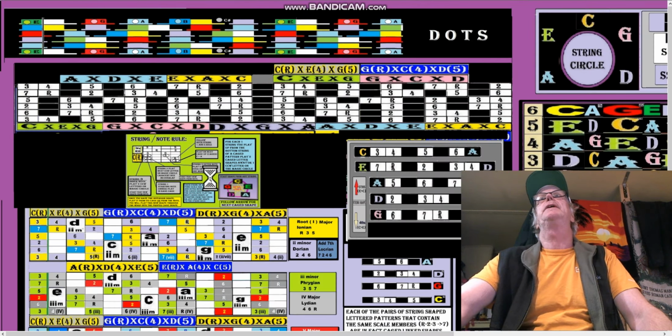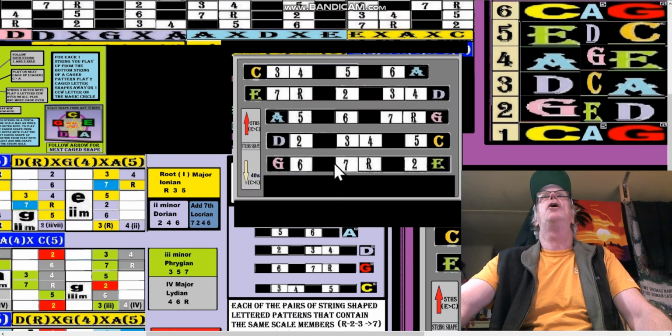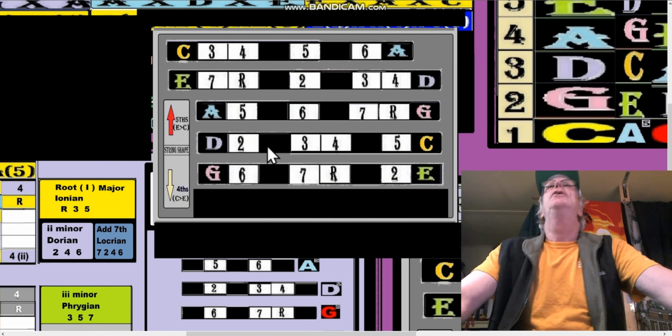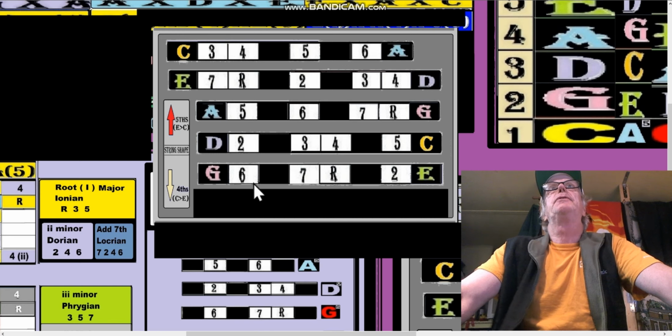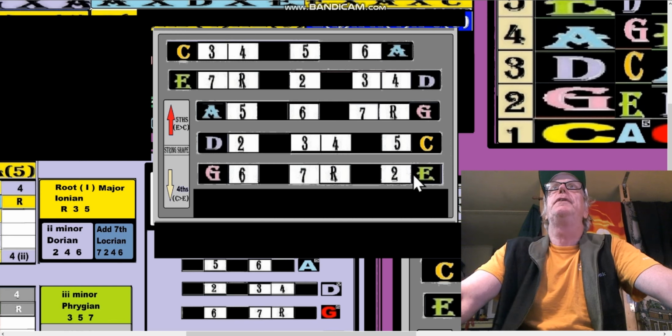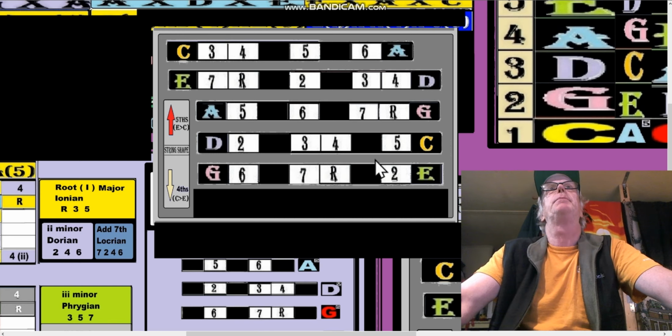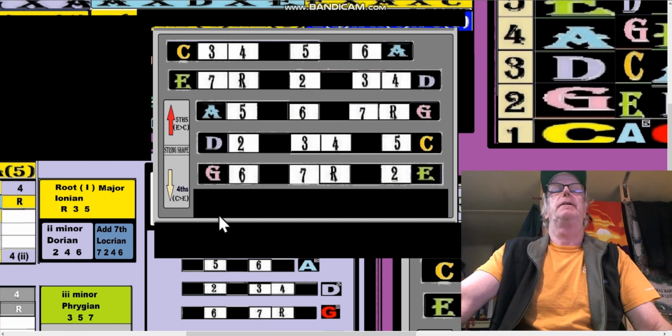And additionally, just so we don't gloss over it, you're looking at a string shape here. The inner note is the 6. The outer notes are 7 root. They are shared by the E shape. They are the inner notes for the E shape. So the outer notes for one shape are the inner notes for the adjacent linked shape.